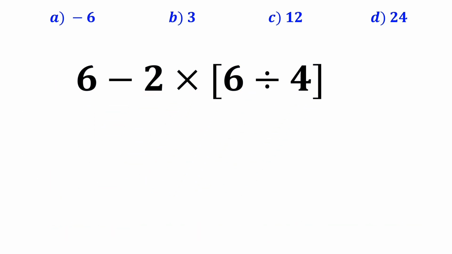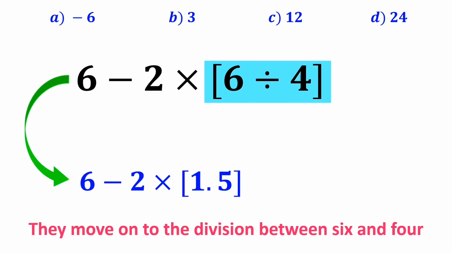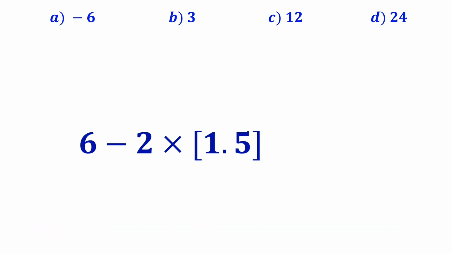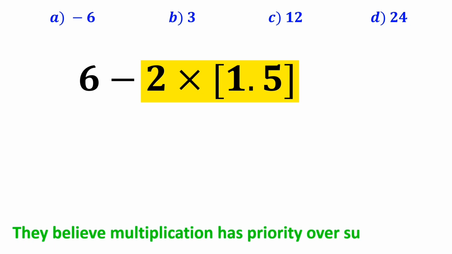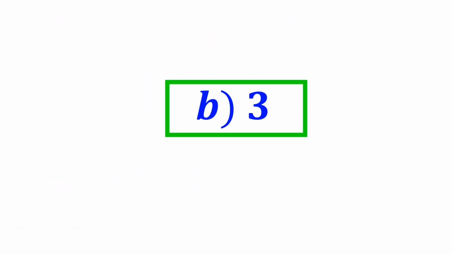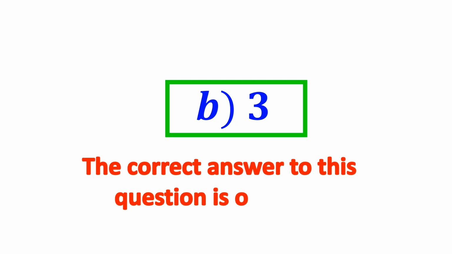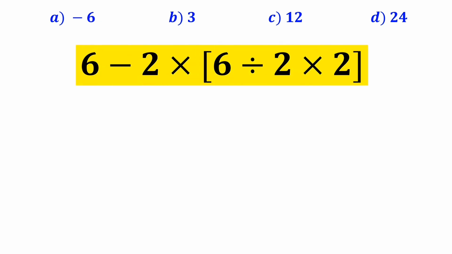In the next step, they move on to the division between 6 and 4, which simplifies the expression to 6 minus 2 times 1.5. Then, they go for the multiplication between 2 and 1.5, because they believe multiplication has priority over subtraction. So, instead of this expression, they write 6 minus 3, which finally gives them the answer 3. And immediately, they say that the correct answer to this question is option B. However, this answer is absolutely wrong. Now let me show you how to solve this expression properly.